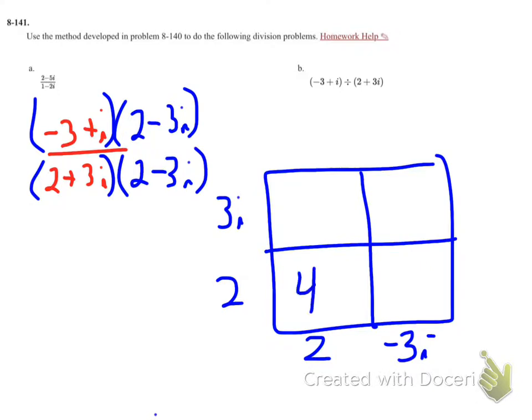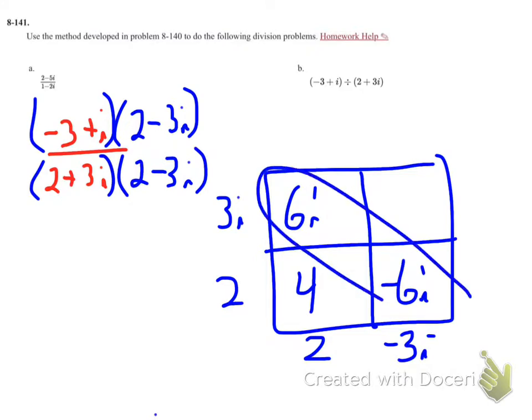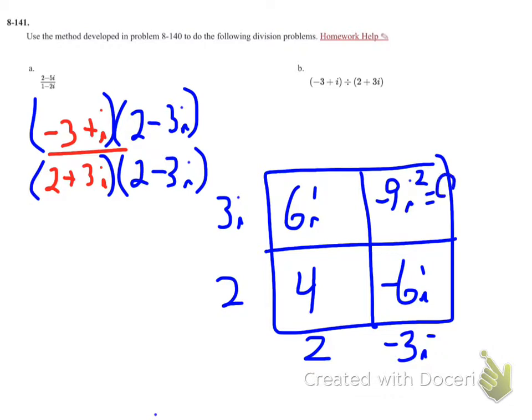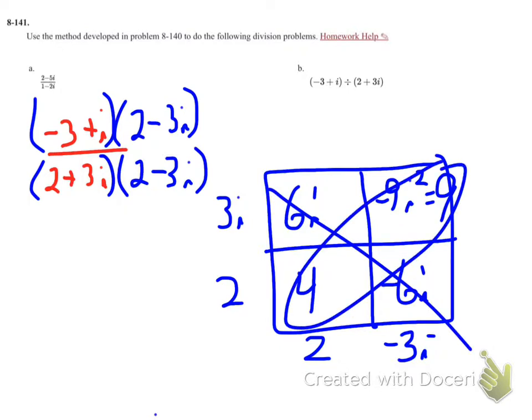So I have 4 and 6i, negative 6i, as you can see those are opposites. And the top right box, 3 times negative 3 is a negative 9, i squared. Negative 9 times a negative 1 is going to be a positive 9. So the denominator, the i's cancel out, these get combined, and I have 13 in my denominator.